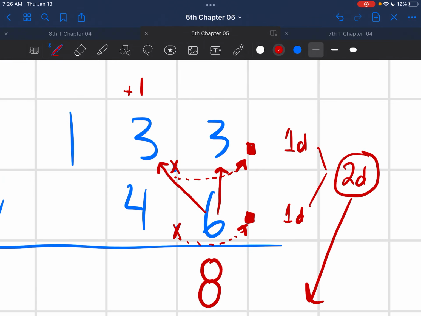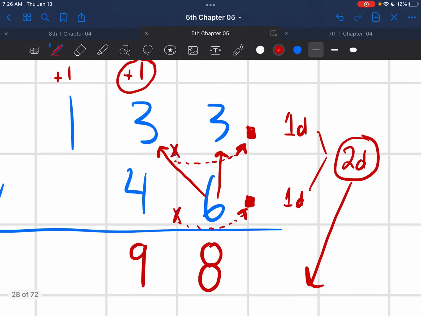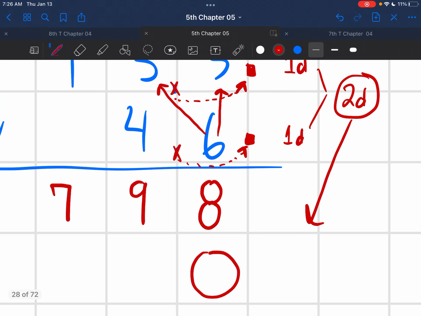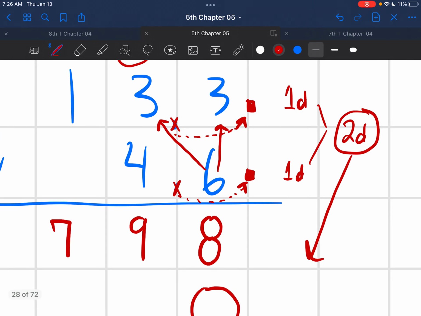6 times 3 is 18. Don't forget to add the 1. That's 19. Put the 9, carry the 1. And then 6 times 1 is 6, plus 1 is 7. Don't forget to put your placeholder, and now let's multiply again.